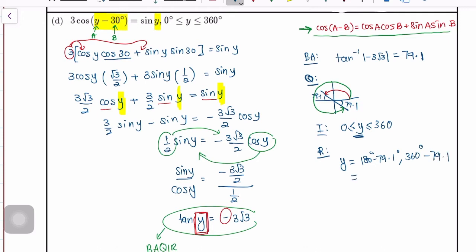Selesaikan. 180 minus 79.1 will get 100.9. Then 360 minus 79.1, kita akan dapat 280.9. Okay, so dah siap.